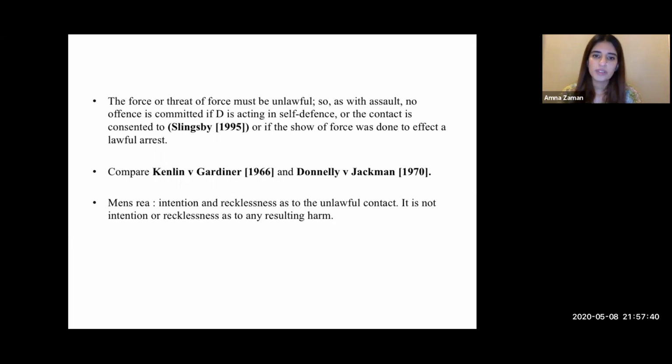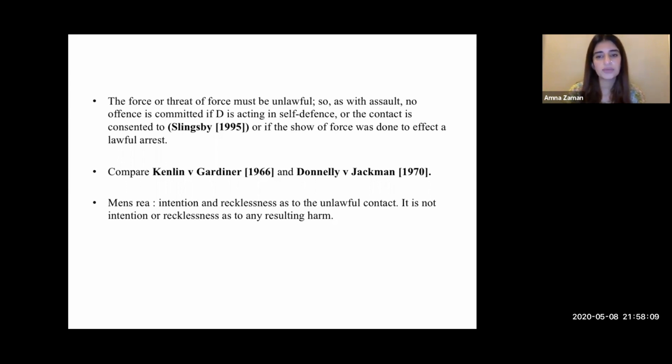Two very important authorities on the matter are Kenlin against Gardiner and Donnelly against Chapman. In Kenlin against Gardiner, the defendant acted in self-defense when the police tried to get hold of him unlawfully. Since the police were acting unlawfully and the defendant acted in self-defense, the court said that the force applied by the defendant in beating the police officer was not unlawful because the defendant was trying to defend himself.